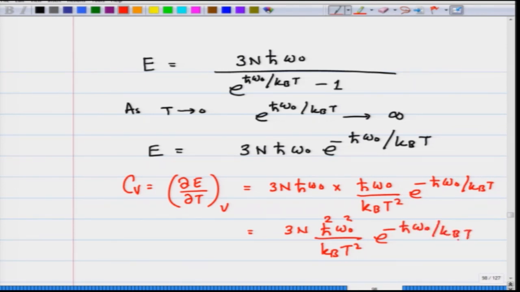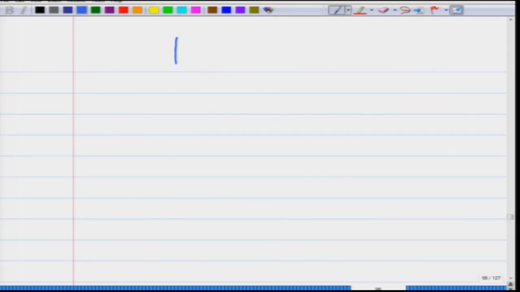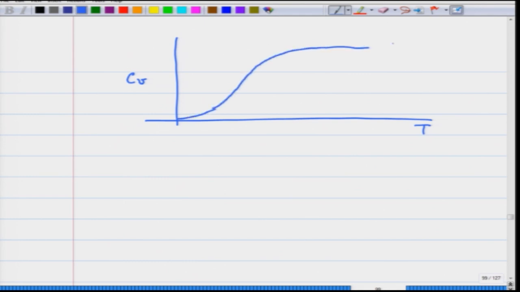As t tends to 0, this exponential factor goes down to 0 very fast, much faster than any polynomial, and therefore this 1 over t square in front does not really matter, and the heat capacity Cv will tend to 0 as t tends to 0. If I plot it therefore, t versus Cv, I am going to get a curve, this fellow goes to 0 exponentially, and as t goes to large value, it goes to 3 r, roughly 24 joules per Kelvin per mole, and it goes to 0.